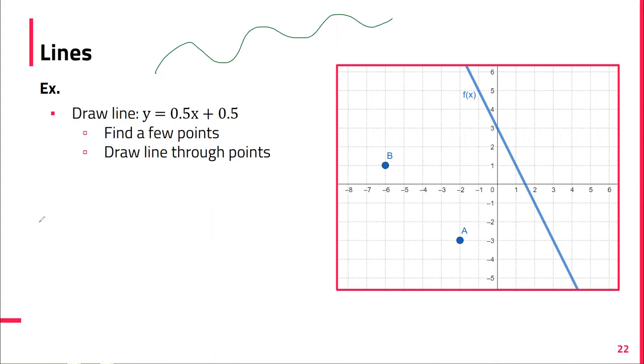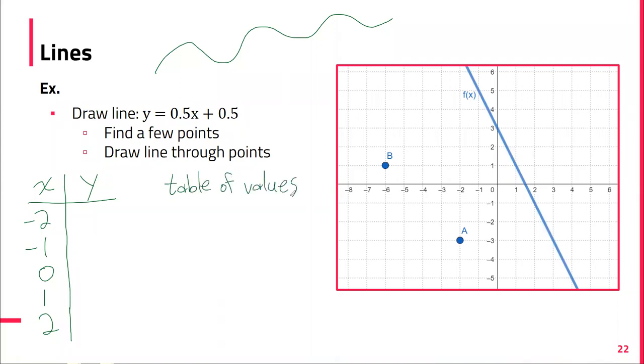Choose random x's and then find the y's, the y value. So we do something like this, and we just choose some values for x. Let's say it's -2, -1, 0. Any numbers that we think will make our math easy. And then we calculate what the y value would be. So this method, we call making a table of values.